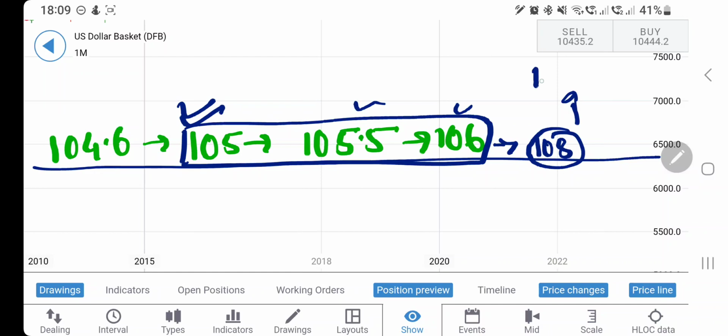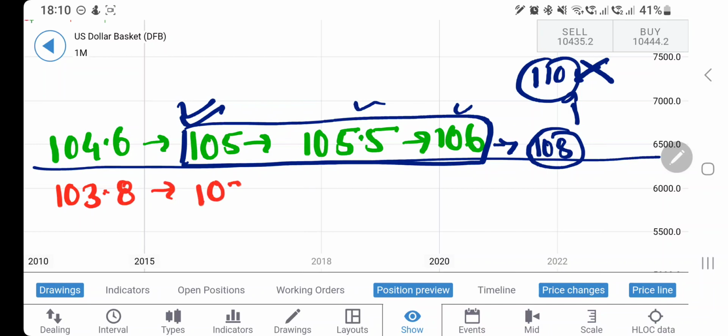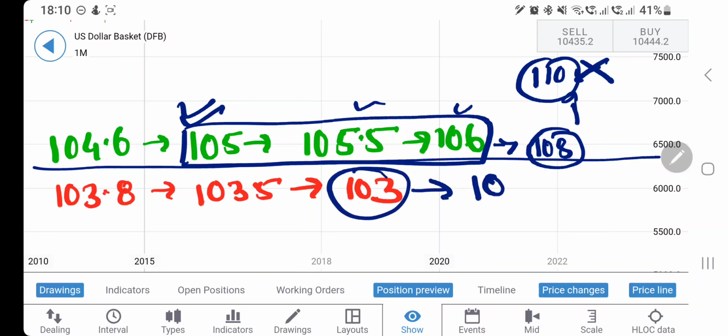Beyond 108, it is going to be 110, but this appears a little bit not achievable this month. I don't see it hitting 110 in the month of December. On the downside, at any point of time, seeing it at 103.8, you can sell here, expect 103.5, and then 103. 103 is definitely a level that has given very strong support in the past, because below 103, my direct target for it is to land at 102, and below 102 it can go lower.